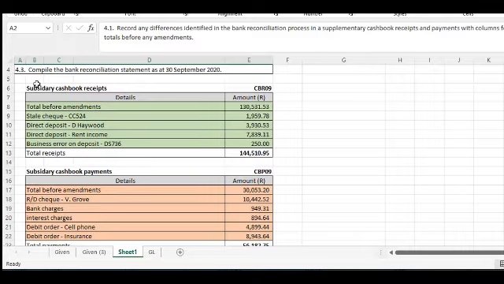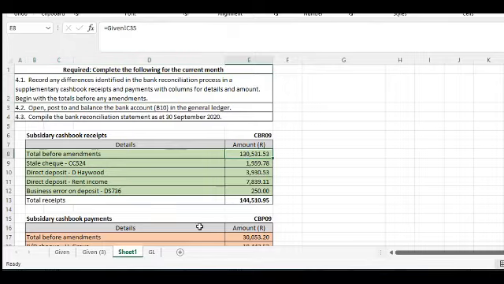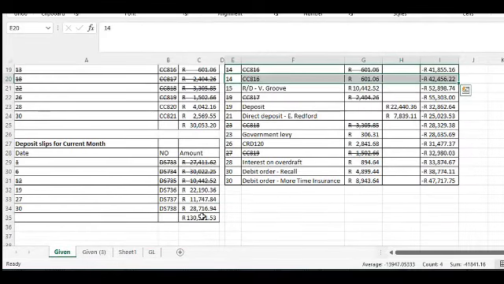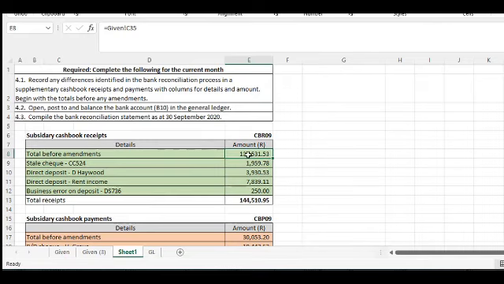We say, okay, if we go and look at our subsidiary cash book receipts, we must look at what was the total before amendment. So if you go to the given, we see that the amount given before we made any reconciliation was 130,531.53. That is the amount that is in there.